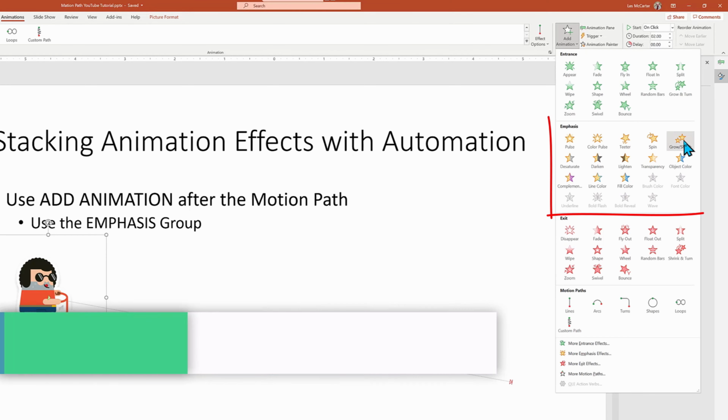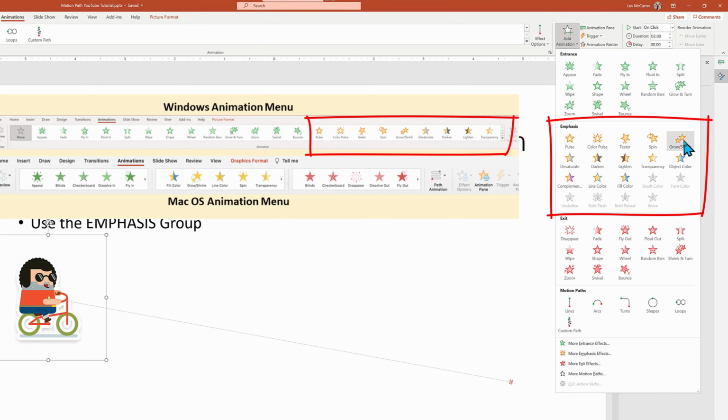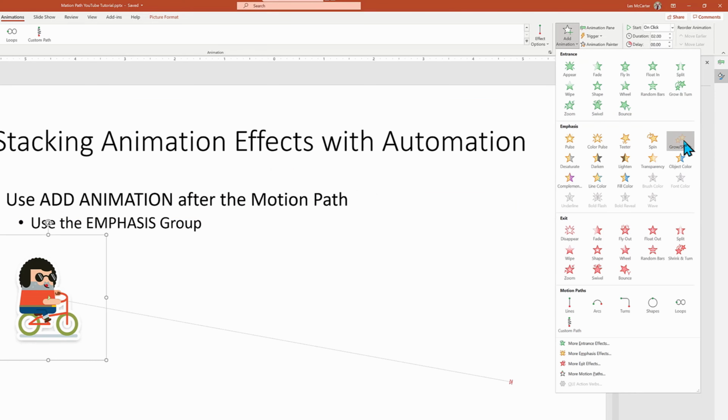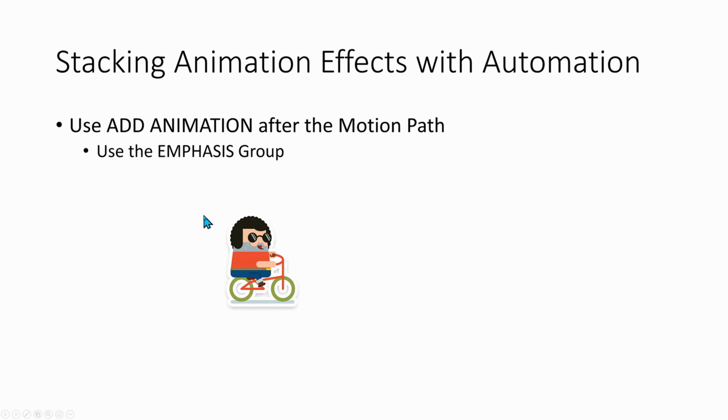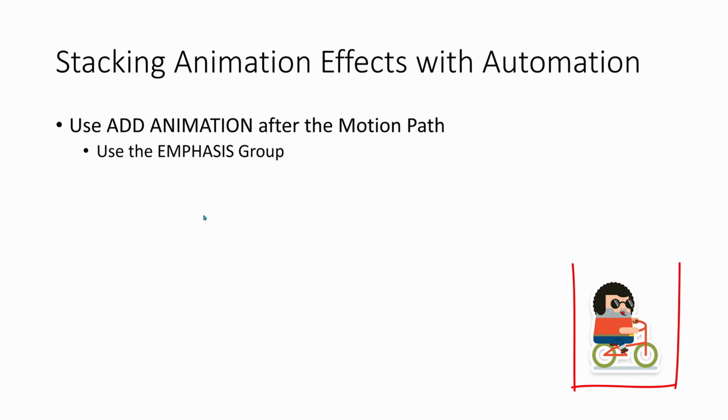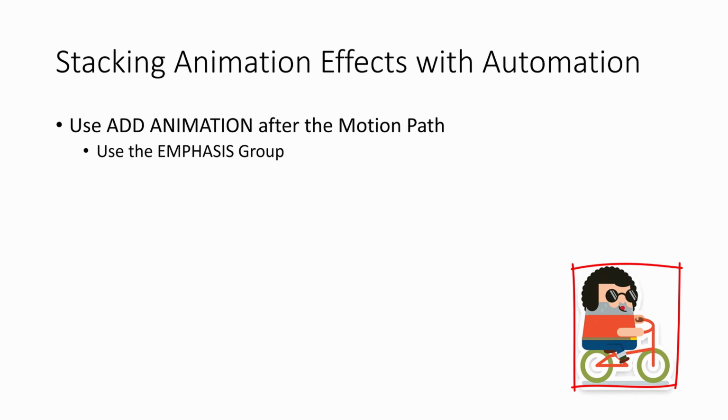Not entrance, not exit. Emphasis is the yellow or orange icons. Choosing the exit or entrance categories will make the object disappear or reappear in an unplanned fashion. So choose the emphasis grouping. I'm choosing Grow Shrink, which will cause Bikeman to grow. And when we test this out in slideshow mode, it doesn't work. Bikeman moves and then grows.